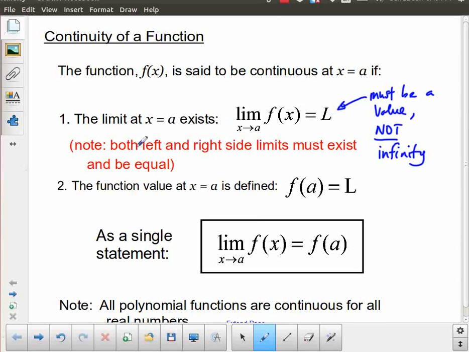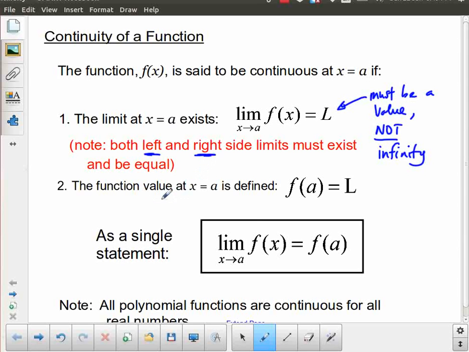And in general, that means that both our left and right side limits have to exist and they have to be equal. Now I'm going to discuss this idea of having both the left and right side limits. I'm going to give you an example on the next page to show you that that's not always the case. This is generally the case, but it is not always the case. So we'll take a look at that in a moment. But in general, the limit has to exist at x equal a.